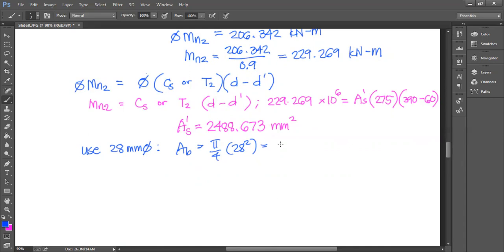Meron tayong 615.752 square millimeters. So, ibig sabihin, yung number ng bars natin in terms of compression is now equal to, so meron tayong 2488.673 all over 615.752.